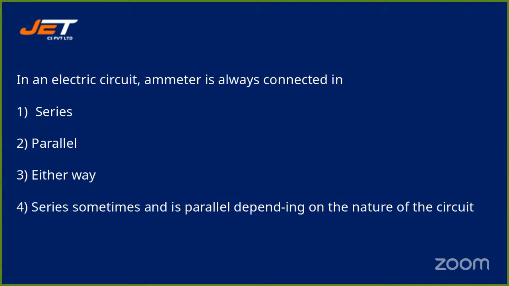Okay. So how does the current pass? It passes through the circuit wires, right? So if you put it in series, then only you will be able to measure it, right? Yeah. The answer is series, not parallel, not either way. The answer is series because the electric current passes through the circuit. So if you put an ammeter in the circuit, then only you will be able to find out. So it should be put in series.